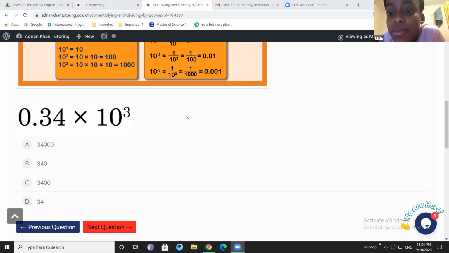3 times. That is correct, 3 times, because 10 has the power of 3. So 1, 2, and 3, the decimal point would be here. We will have to add a 0 over here. It will become 0340. 0 has no value here, so 340. D is the right answer. Very nice.